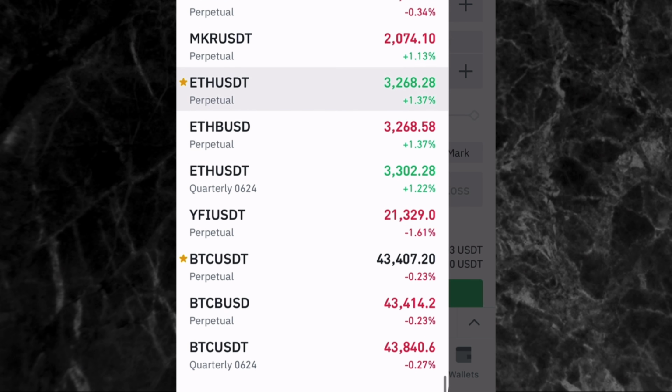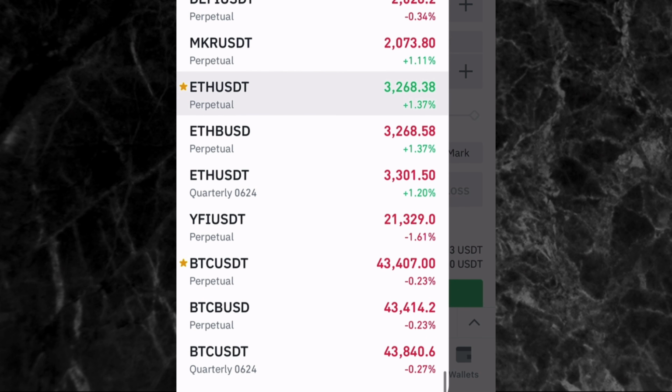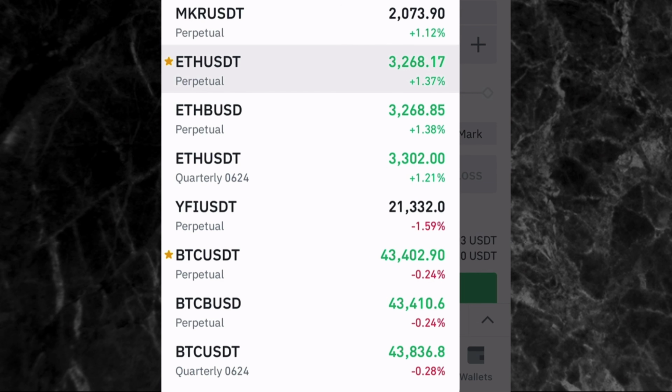You're going to see that some of these assets have perpetual under them, some have quarterly, and then some kind of numbers, 0624. For example, let's use these ones at the bottom of the screen. You can see BTC BUSD, where the arrow is pointing, has perpetual, and BTC USDT has quarterly 0624. They are both different. If you are trading the one that has perpetual, it means that it does not have any expiry date. You can trade that asset and open that trade for as long as you want.